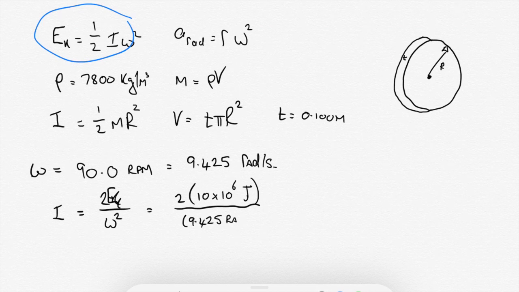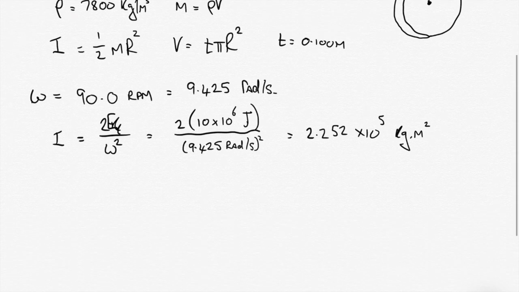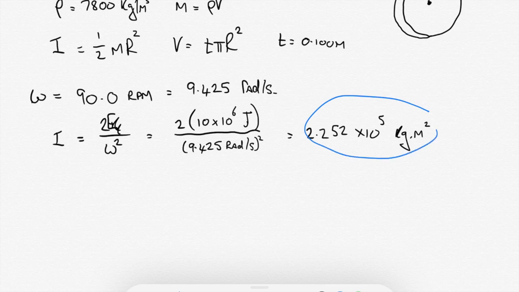So that's 9.425 radians per second, squared. We can just solve that now, and that gives us 2.525 times 10 to the 5 kilograms meters squared, which is the unit of moment of inertia. So we've solved for the moment of inertia. Let's put that in blue there, because we're probably going to need it later on.